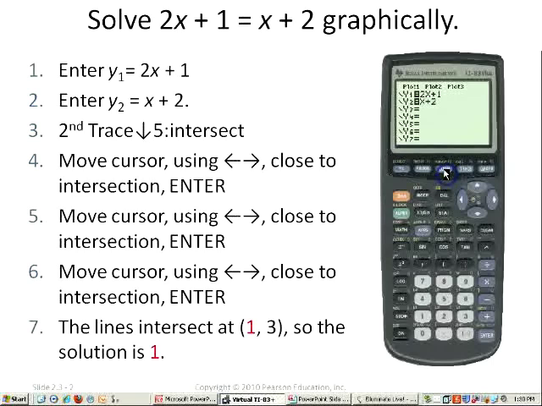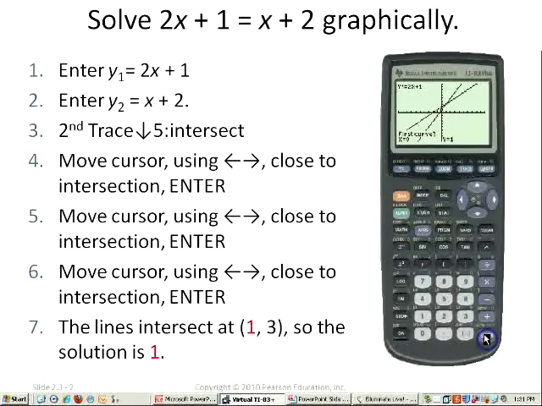We want to find where these lines intersect. So we're going to use our trace feature and actually use the feature calculate, which is second trace, and we're going to go to intersect. You can either arrow down to intersect, or you can type a 5 because intersect is the 5th option on that screen. Press enter, and you will see the graph where the lines intersect.